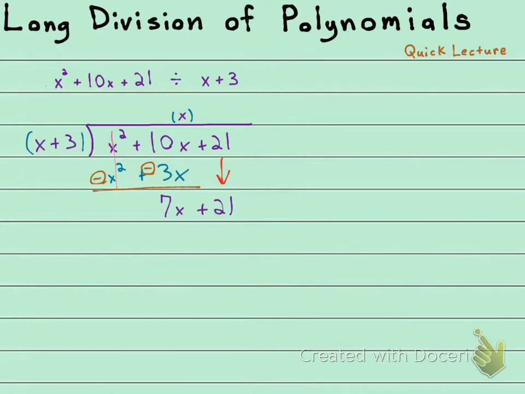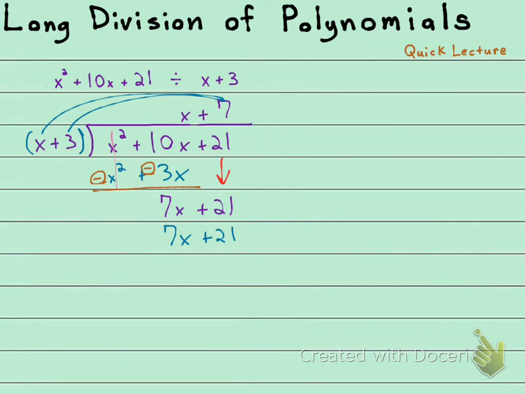What do I need to multiply this x by to get 7x? And the answer to that is 7. So, plus 7, the constant goes on top of the other constant. And now this 7 is going to multiply both parts of the binomial. 7 times x is 7x. 7 times 3 is plus 21.